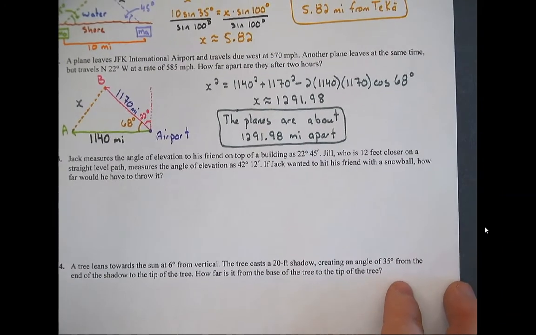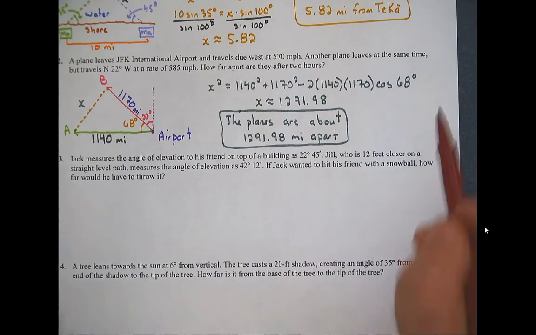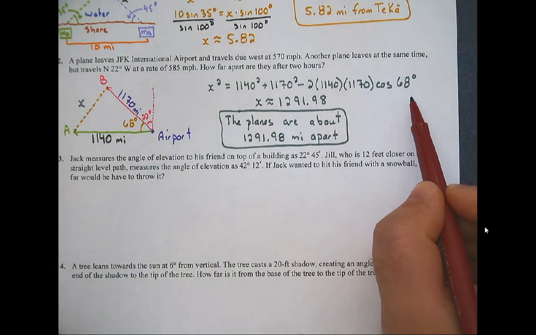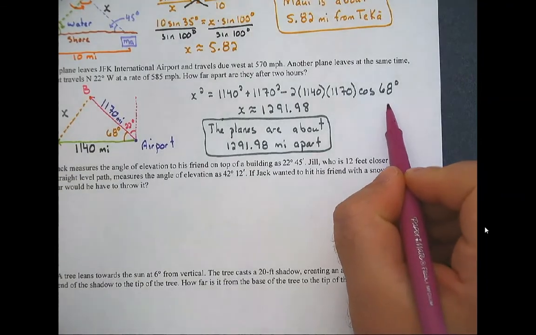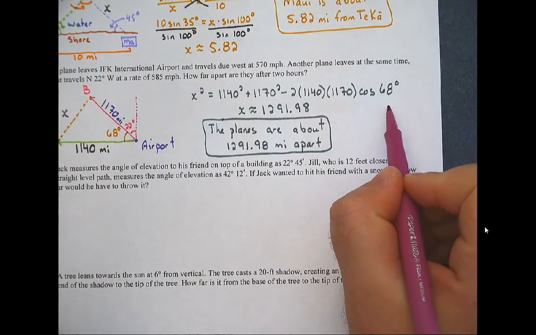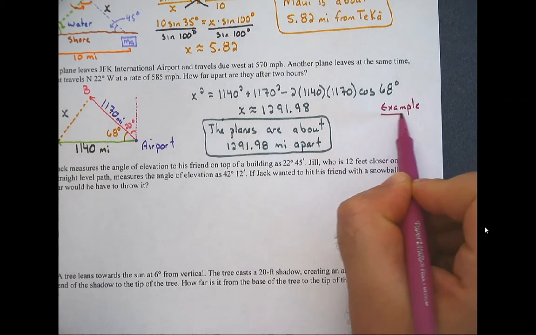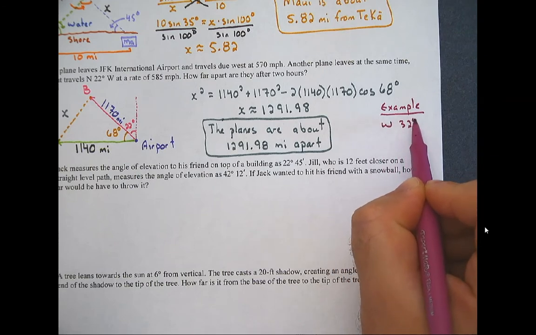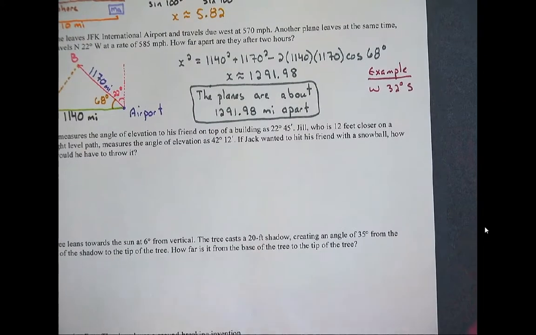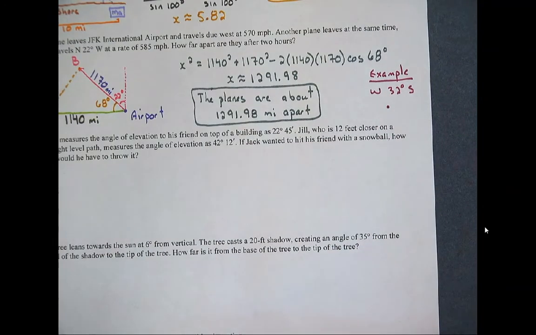So it looks like I gave an example that I didn't keep track of. I gave a little example on the side here of how that degree thing works. So here's a little extra example. Make a sketch of west 32 degrees south. Here's your starting point. What would west 32 degrees south look like from there?